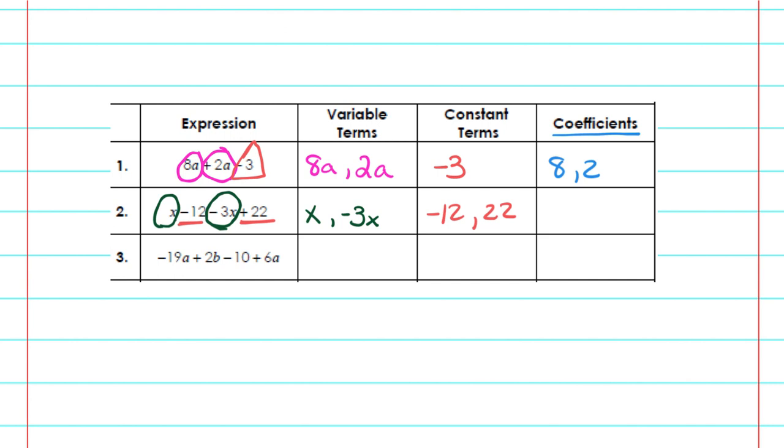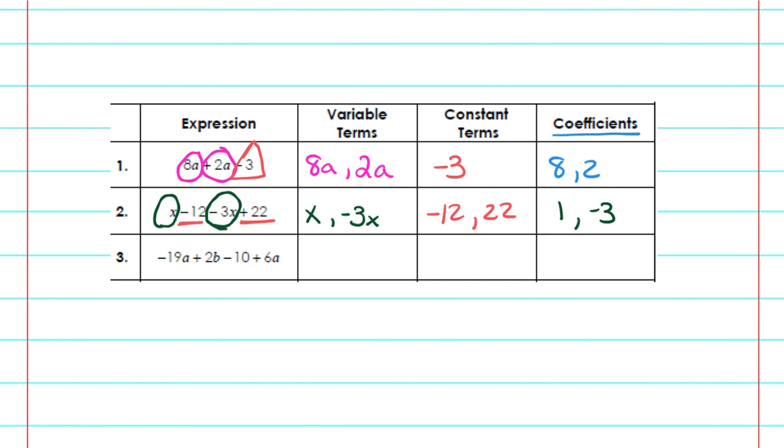And then coefficient. And again, coefficient is the number in front of the variable. Well, it doesn't look like there's a number in front of my x, but there is. If I don't see a number, the number is always going to be 1. So my coefficients are 1 and negative 3.